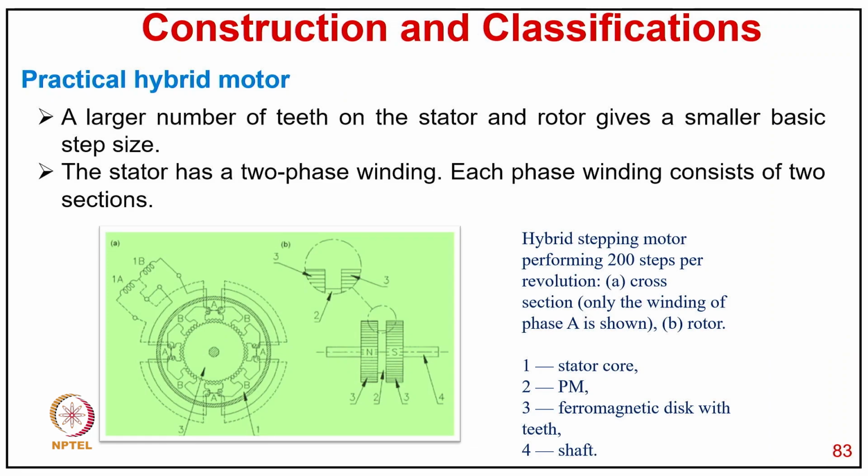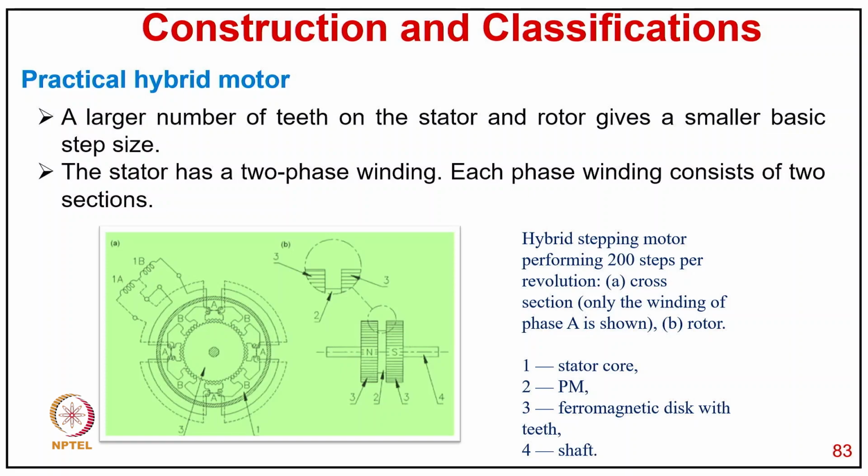Here you can see a large number of teeth on the stator and rotor give the smallest basic step size, and the stator has a two phase winding, and each phase winding consists of two sections. A hybrid stepper motor is popular with a 1.8 degree step, performing 200 steps per revolution. The cross section of the winding of a phase is shown here on the left side, and the permanent magnet rotor is shown with the magnets placed parallel to the shaft.